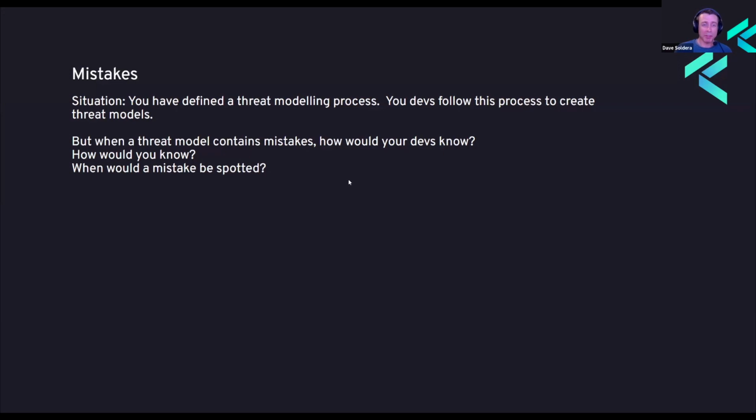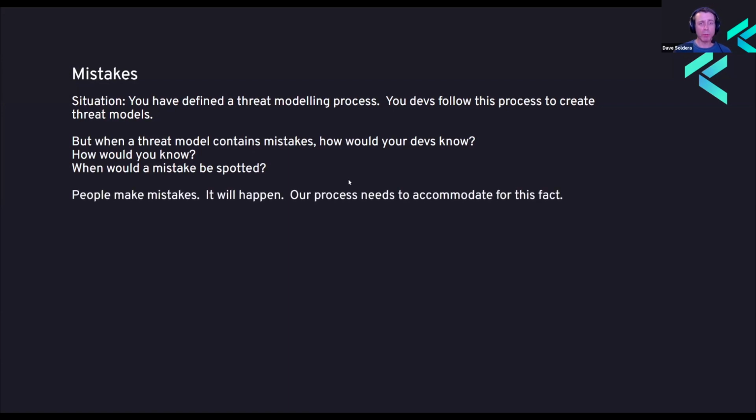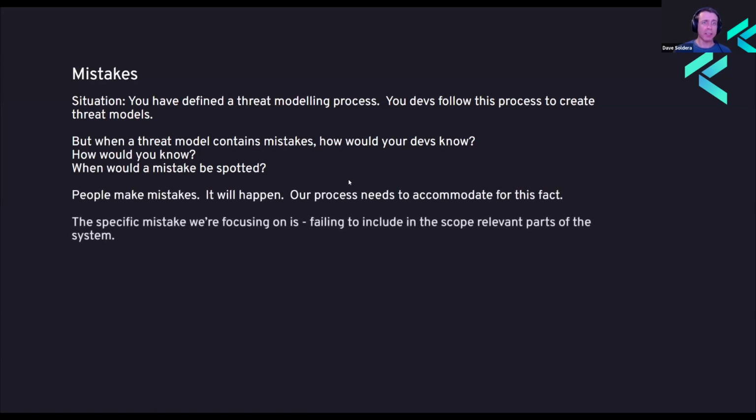So that's an example of a very linear process, right? That usually has really no way to detect mistakes in a lot of situations. So my point being, if your threat modeling process is also a very linear process with no or few ways to detect mistakes, and this whole talk wants to raise this as an issue, right? Especially if you want more assurance in your threat models. Because the reality is people will make mistakes. And the very specific mistake that I'm talking about is failing to include in scope the relevant parts of the system.